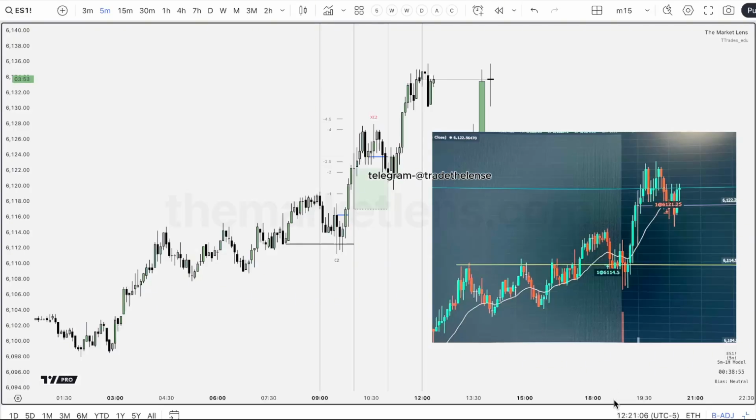Oh, look. Is ES reaching a supply zone? I don't use supply and demand. I don't know how to, so I don't really know how to answer that question. Sorry about that.